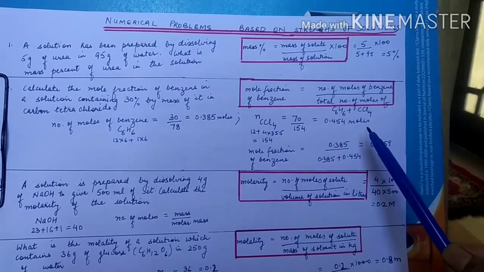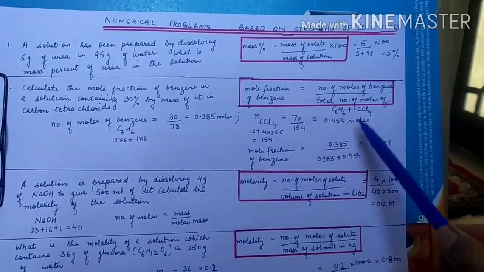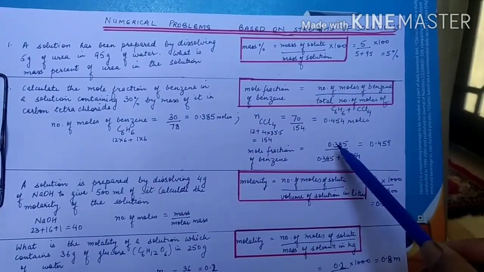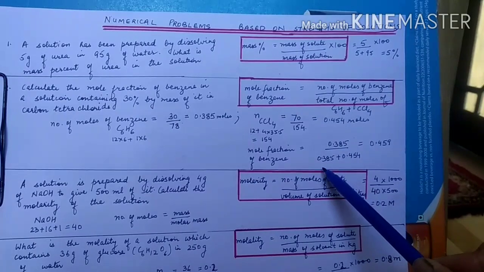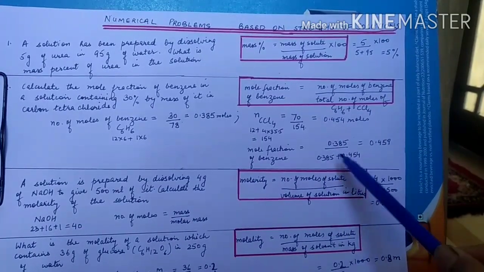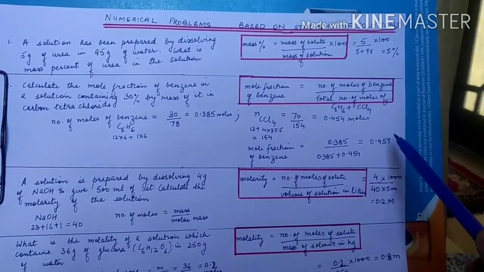0.454 moles. So mole fraction of benzene will be number of moles of benzene upon total number of moles of benzene and carbon tetrachloride. So this is 0.385 upon 0.385 plus 0.454. On solving, this comes out to be 0.459.